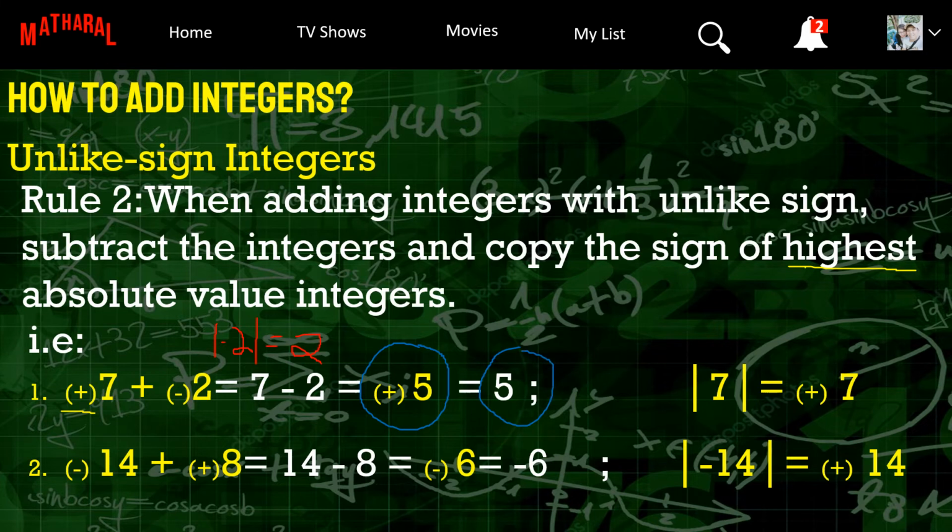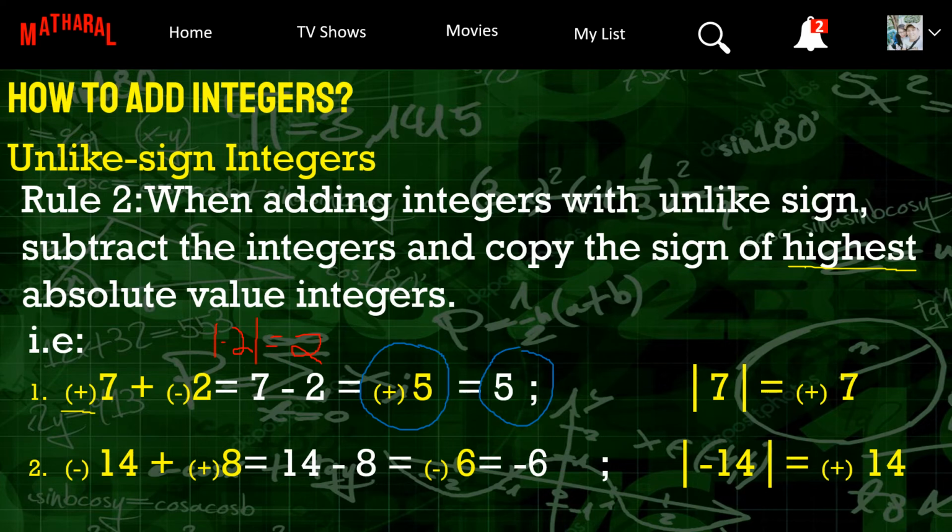Yan po siya. So next, negative 14 plus positive 8. So magkaiba na naman po sila. So it is negative and it is positive. Though we are on addition, instead of you add, you're going to subtract. 14 minus 8 is 6. But the question is, what would be the sign of your 6?